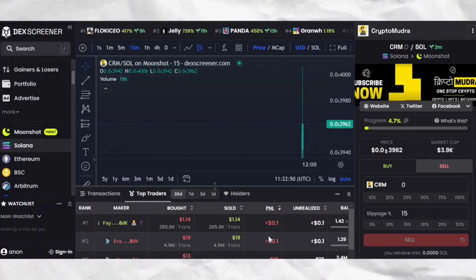Literally, it did not take me even 2 or 3 minutes, okay? And it reached the valuation of 3.9K. Okay, 3.9K means it is valued at about $4,000. You can create and sell your coin or share it with the public, okay?